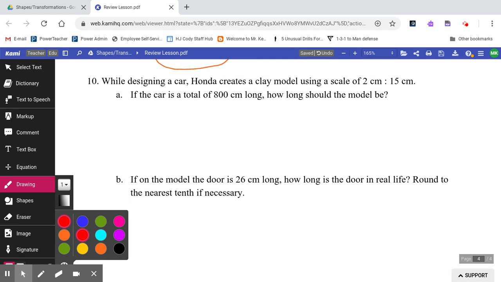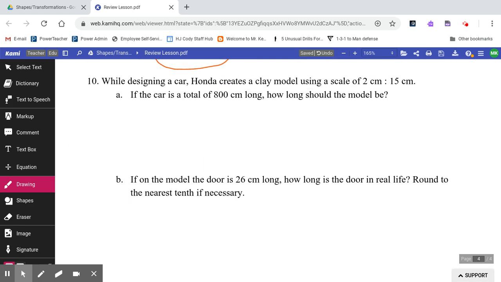Wonderful. Number 10, drawing a car. I want you to try this on your own, and then I'm going to go through it pretty quick. So pause, try it on your own, see if you get the right answer.